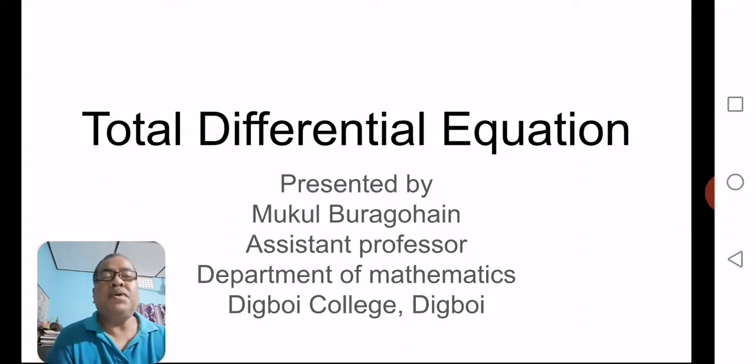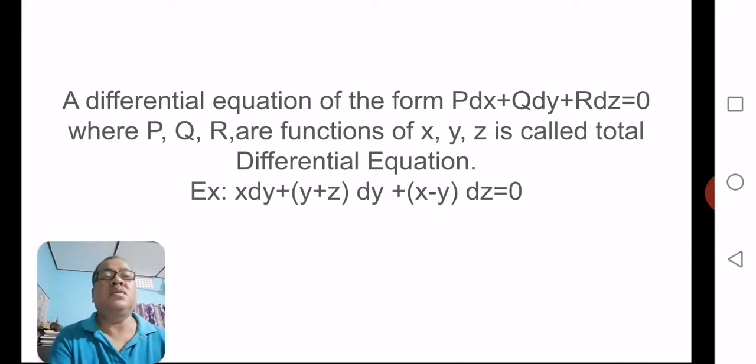My topic of presentation is total differential equation. First, we should know what a total differential equation is. A differential equation of the form p dx plus q dy plus r dz equal to 0 is known as a total differential equation, where p, q, r are functions of x, y, z. A simple example is x dy plus (y plus z) dy plus x dz equal to 0.